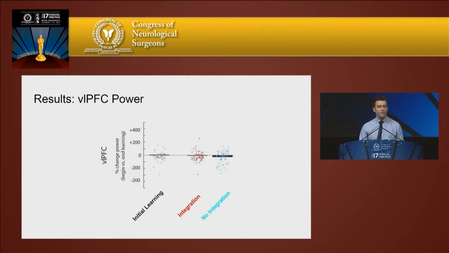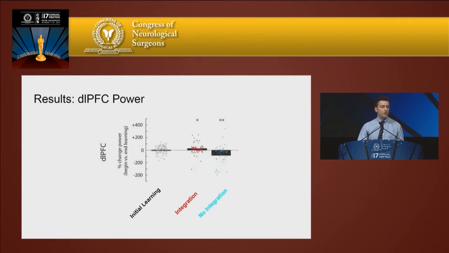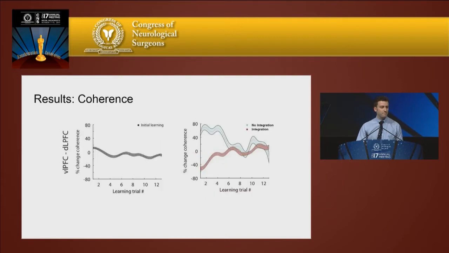And this is just a bar graph to show the same thing. If we look at the ventrolateral prefrontal cortex for the change in theta power in each of the three learning stem types, you can see that there's no huge overall change in theta power in the ventrolateral prefrontal cortex from the beginning to the end of the learning set. But there is an overall increase in theta power for the integration trials and a decrease for both the initial stem and no integration learning sets.